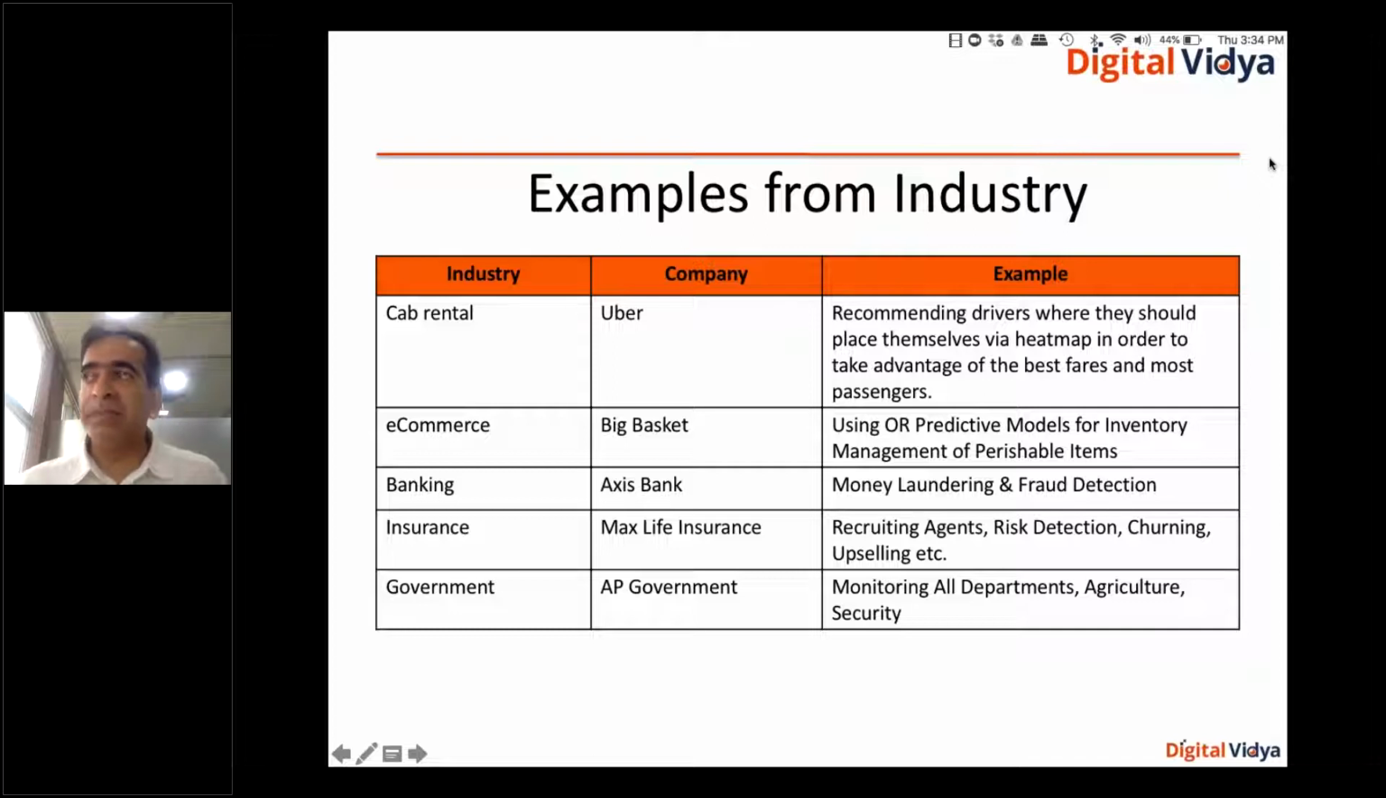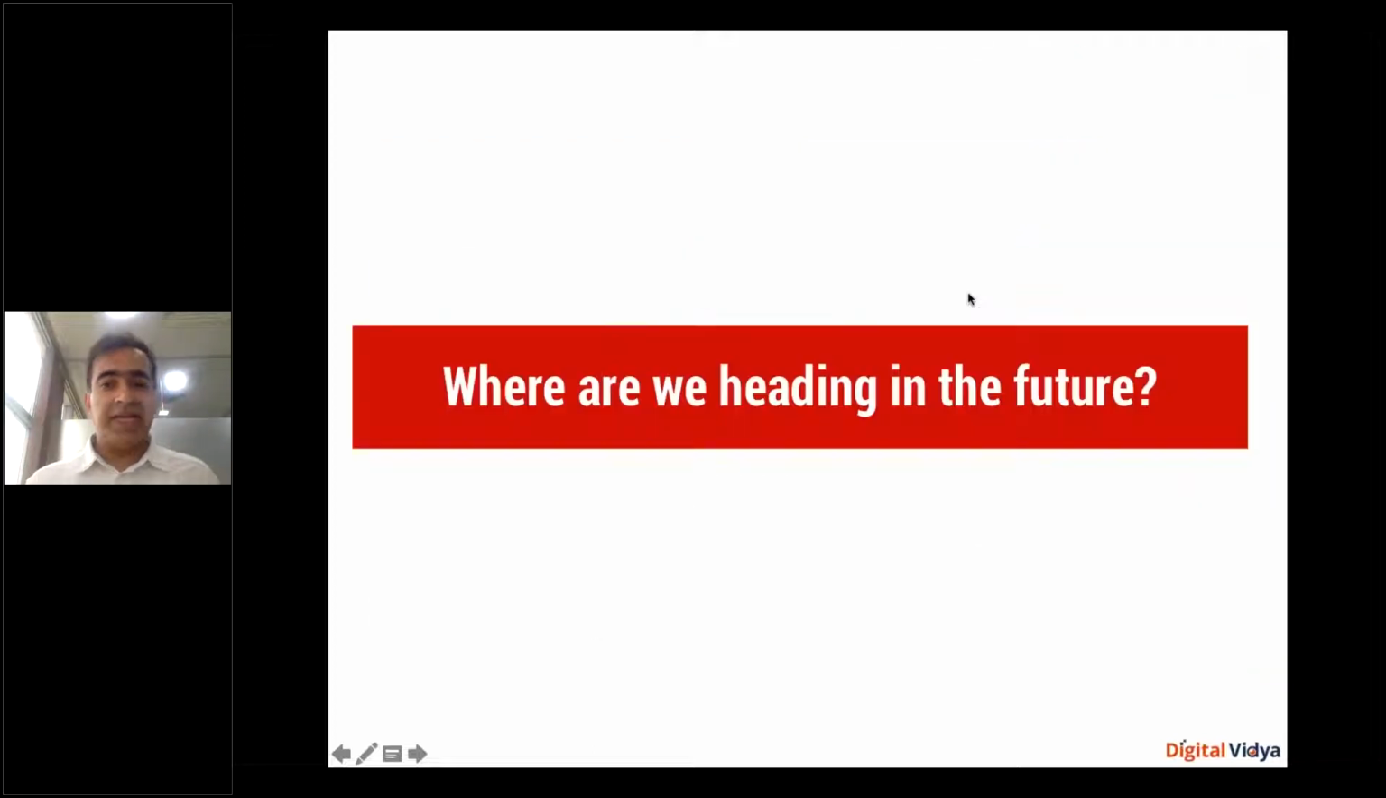So the point is, the work in the data science space is happening everywhere. It's happening at a global level. It's happening at the national level. And where are we really heading in the future?